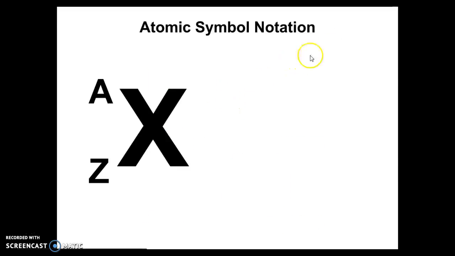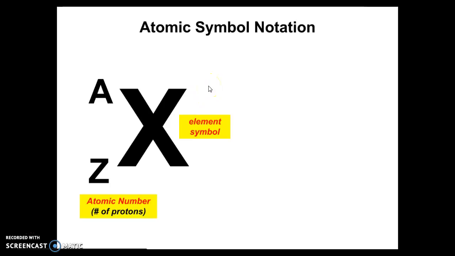All right, atomic symbol notation that you will sometimes see. This X is the element symbol that you can get from the periodic table. Z is the atomic number, which is the number of protons. And A up there is the mass number. The mass of the things with mass that are in the nucleus, the number of protons plus the number of neutrons. So the mass number is just the number of protons plus the number of neutrons.